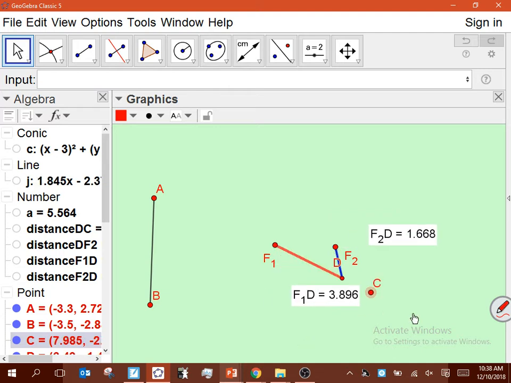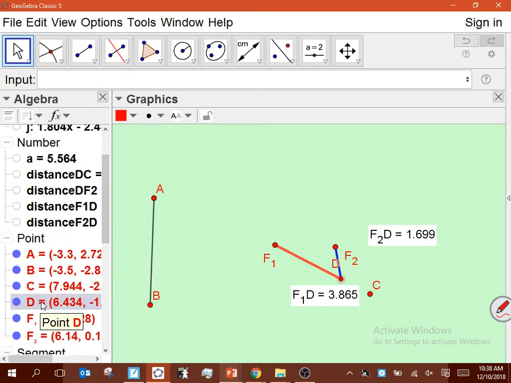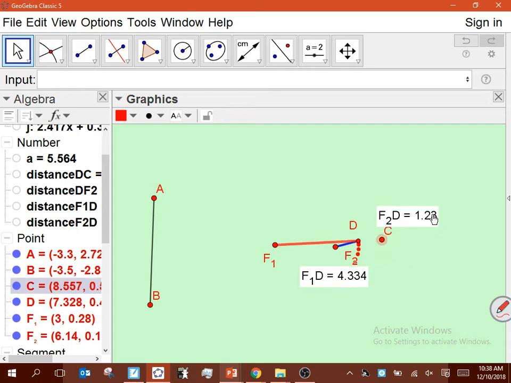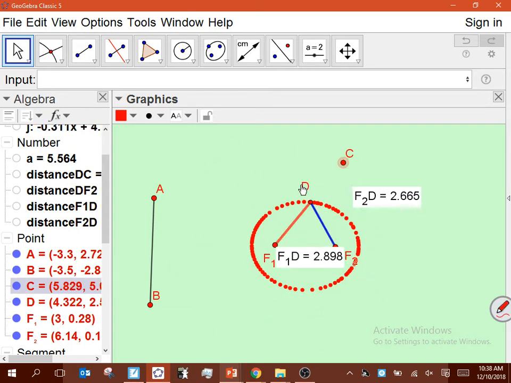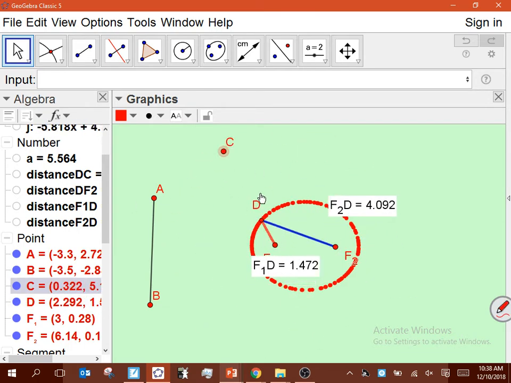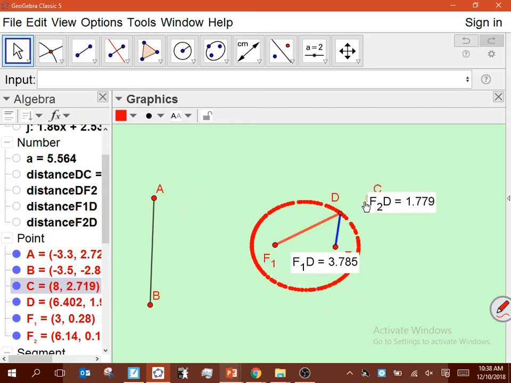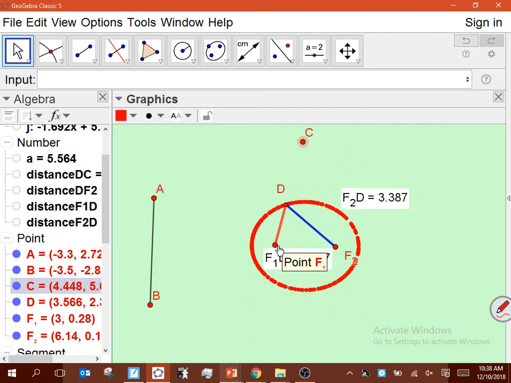So what am I getting here? I'm forcing these two sums to be the same. So if I were to trace point D, we should trace out our ellipse. That's our definition of an ellipse: that red distance and that blue distance should have the same sum all the time.